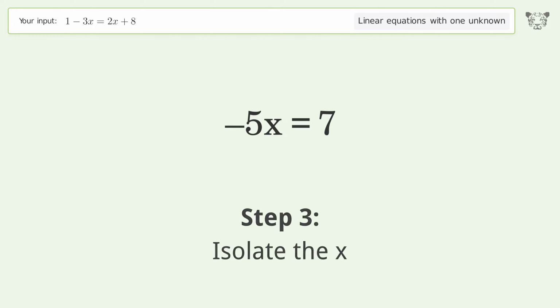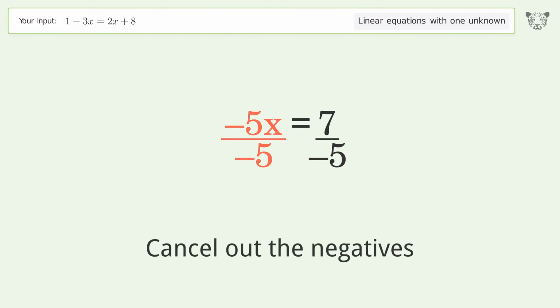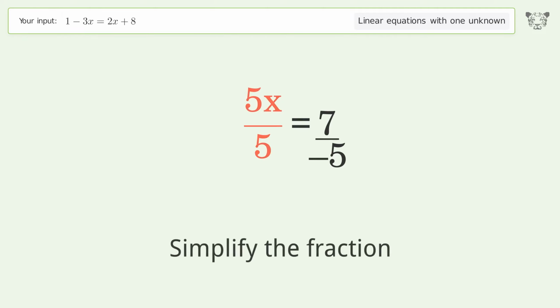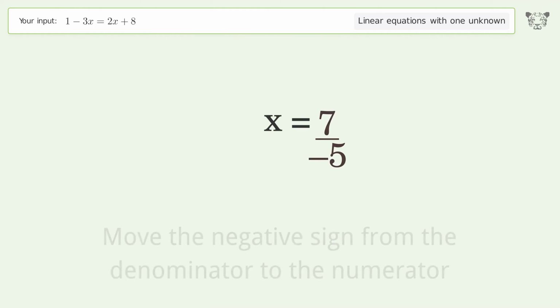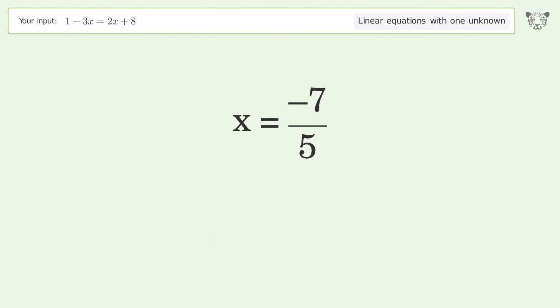Isolate the x. Divide both sides by -5. Cancel out the negatives. Simplify the fraction. Move the negative sign from the denominator to the numerator. And so the final result is x equals -7/5.